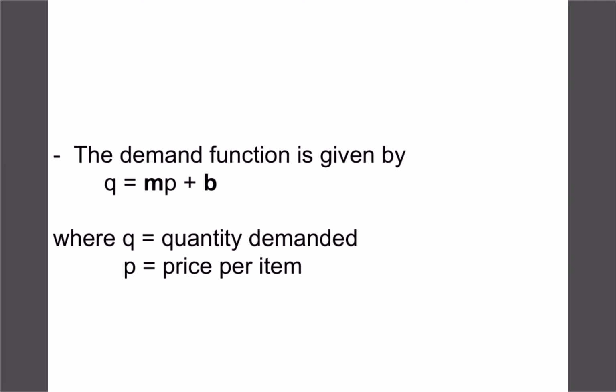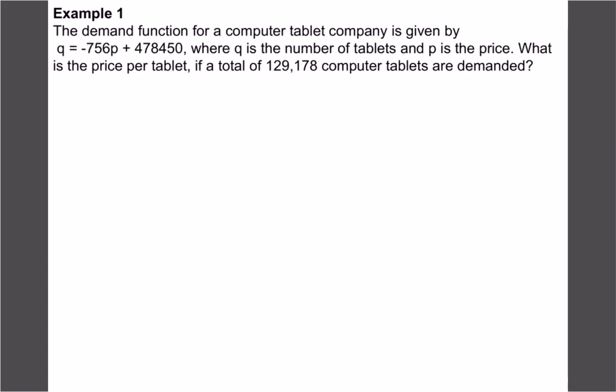The demand function is actually given by Q equals MP plus B. M and B are just some numbers. Q is the quantity demanded and P is the price per item. So the demand function actually links the quantity demanded and the price. Let's look at some examples.